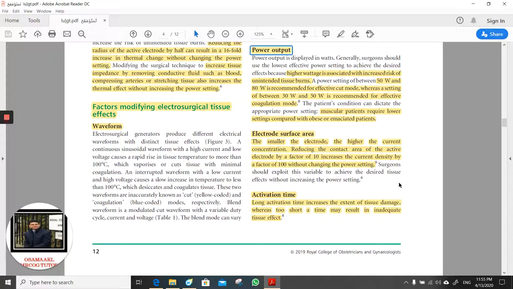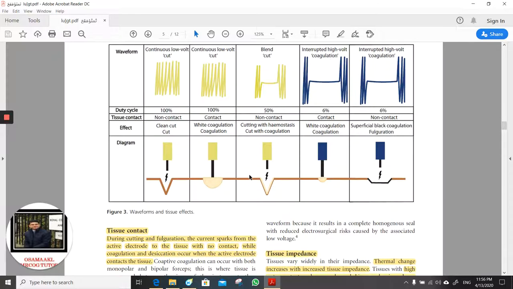Electrode surface area: the tip of the instrument you are holding. If it's thin, it will be more concentrated upon the tissue, with more and more effect. If it's wide and broad, the effect will be less upon the tissue. And when you apply this instrument to the tissue for a long time, it will give more and more heating. The temperature will rise. We want less time, less voltage, less power, and a concentrated surface area, so we can use small power. Then the waveform, according to whether you want a coagulation or a cutting effect.